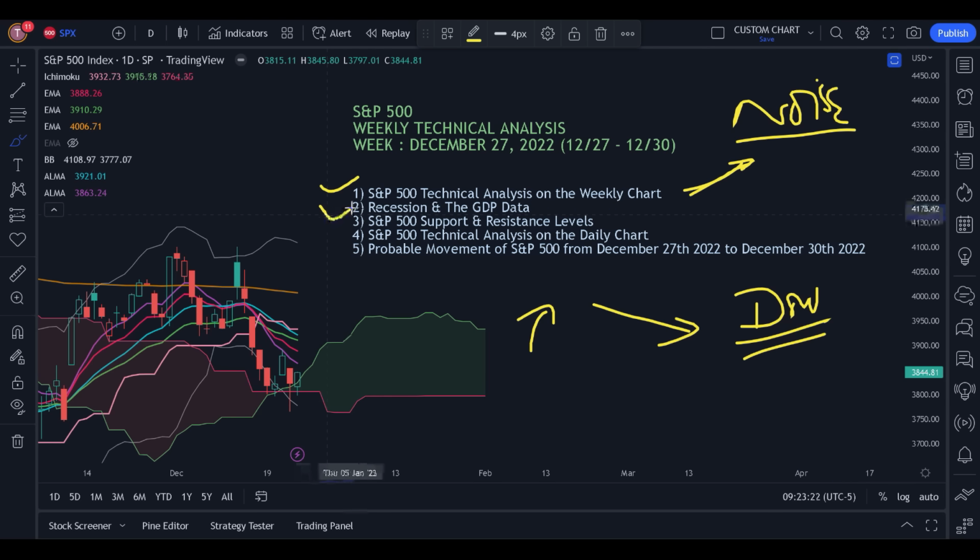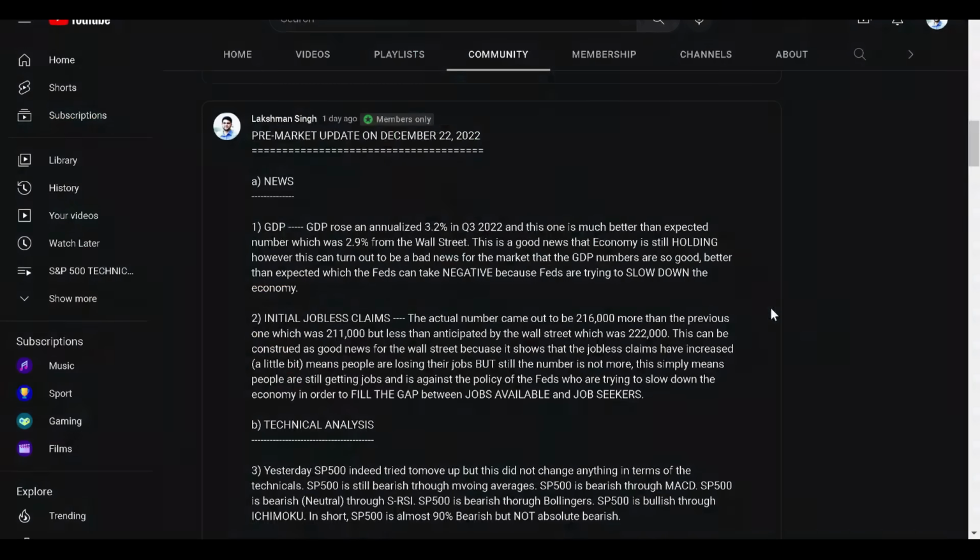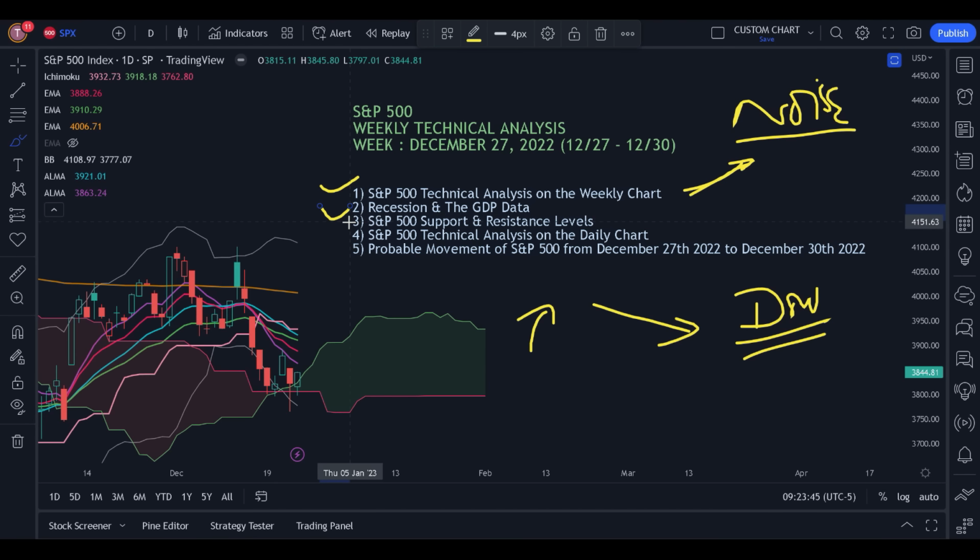Then guys, in point number 2 of this S&P 500 technical analysis, I will discuss the recession and the GDP data. As I have shown you, this GDP data was better than the previous quarter, right? So how is this GDP data going to impact the recession, whether there is any change in the upcoming recession or not, and how soon we can expect the recession to hit? So we will analyze the GDP data, and we will talk about the recession.